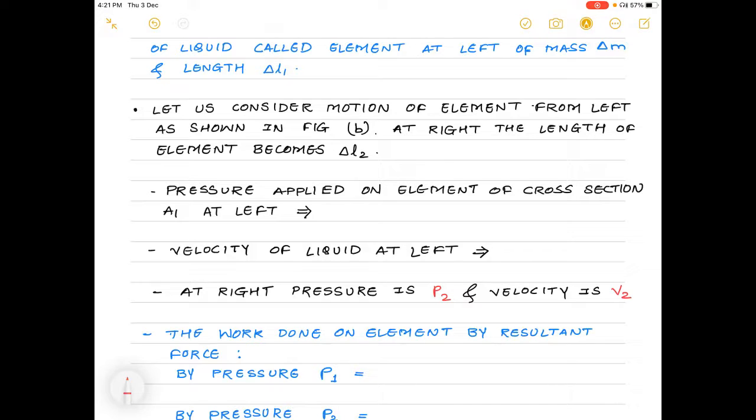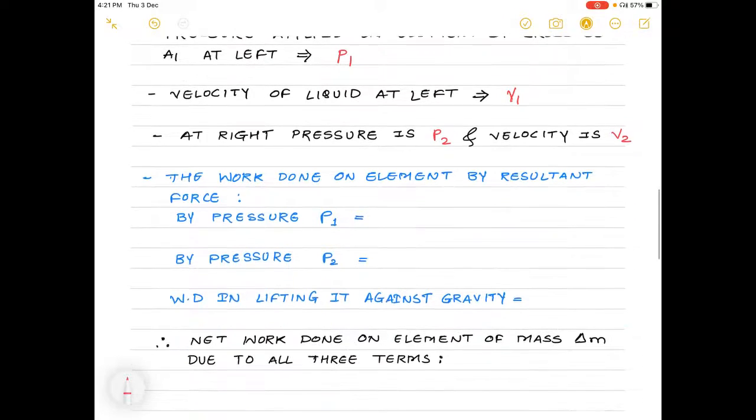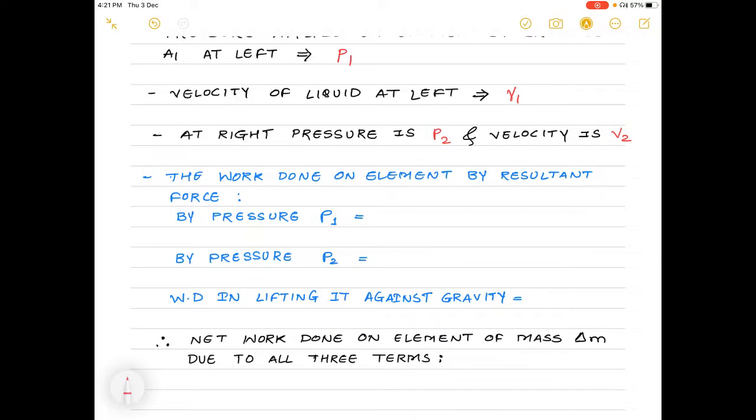Now let us consider. Pressure applied on the element of cross section at left is P1, velocity of the liquid at left is V1, at right pressure is P2, velocity is V2. Now the work done on the element by the resultant force can be given by three terms. The first term is the work done on the element of liquid by pressure P1. We are applying pressure P1 on the left hand side, so work done on the liquid element by pressure P1 is given as P1 A1 delta L1.